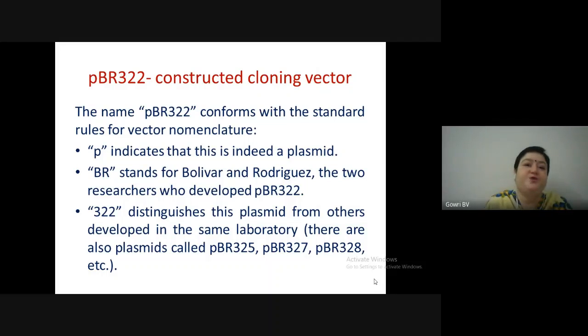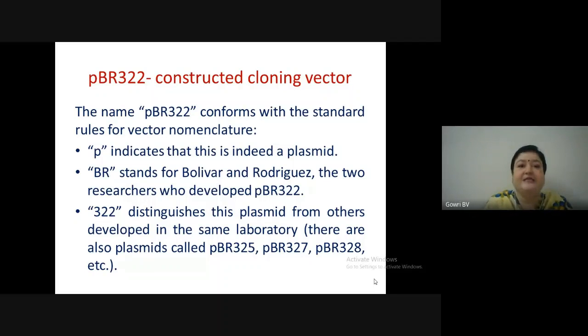The name pBR322 conforms with the standard rule for vector nomenclature. Of course, P stands for plasmid, BR stands for Bolivar and Rodrigues, the two researchers who developed pBR322. And 322 distinguishes this plasmid from others developed in the same laboratory. Of course, there are other plasmids, pBR325, 327, 328, etc.